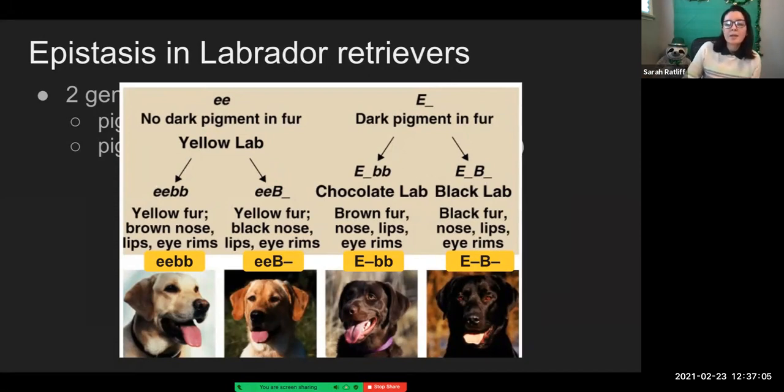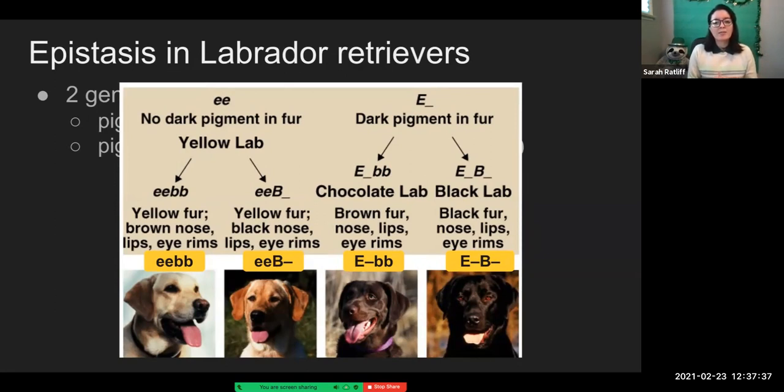All right, but what if our lab has pigment for its fur? Here we have a capital E. Remember that second one doesn't really matter because it is dominant. We're going to first check out what happens when we have a recessive little b, less pigment. Recessive, we're going to get a chocolate lab. We have brown fur, brown nose, brown lips, brown eye rims. Less pigment for both the fur and the eye rims and lips and noses.